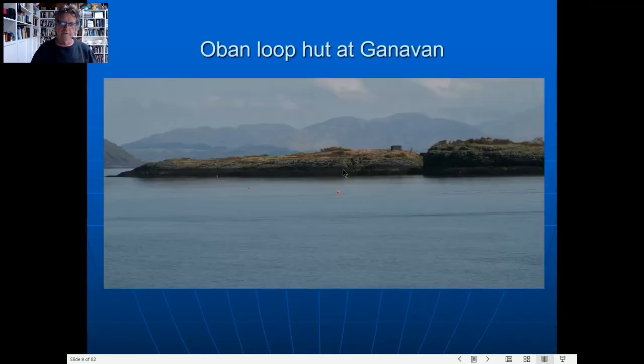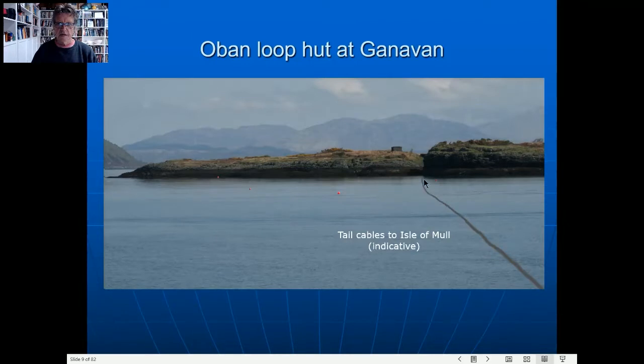Okay, now looking from the other way, this is looking from Isle of Mull back towards Glenarvan Beach, or back towards Oban. There's the loop hut. Now you can just see the generator hut down there. It's a little bit lower. Okay, and the loops would have come out across here. Now I'll put that in the next picture. Okay, you can see there's the tail cables. Now they'd be underwater. They might be under 10 metres of water there, but that's the rough position.